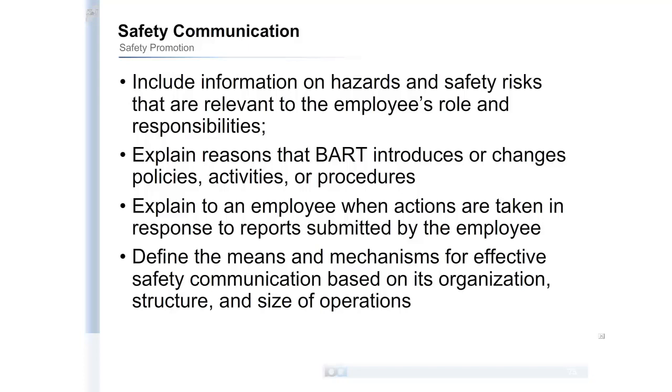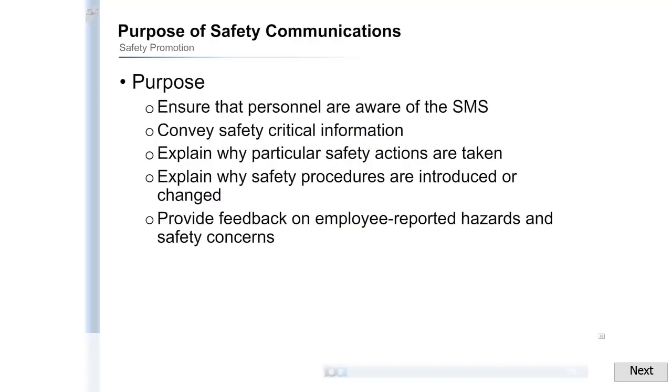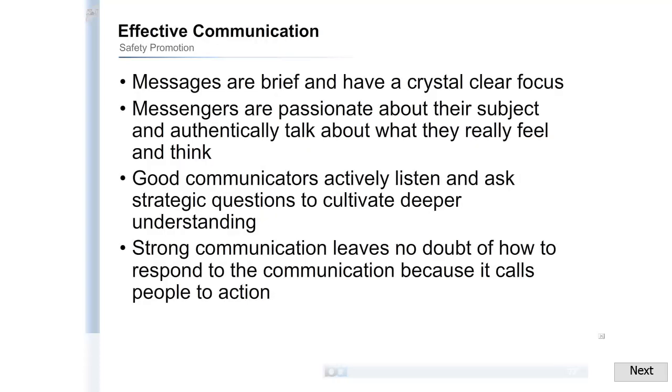Safety communications define the means and mechanisms for effective safety communication based on the organization, structure, and size of operations. The purposes of safety communications include: ensure that personnel are aware of the SMS, convey safety critical information, explain why particular safety actions are taken, explain why safety procedures are introduced or changed, and provide feedback on employee-reported hazards and safety concerns.